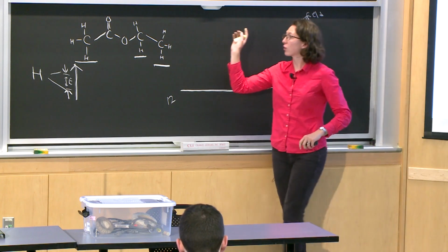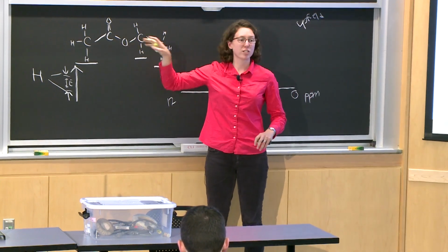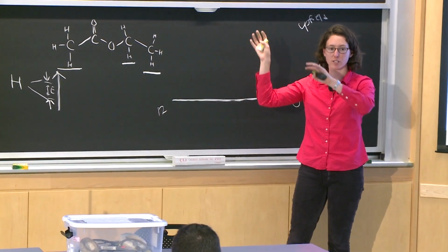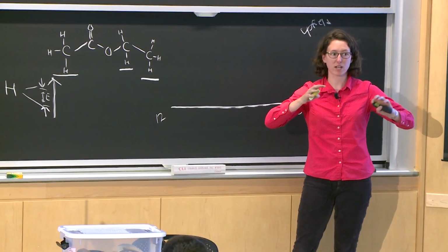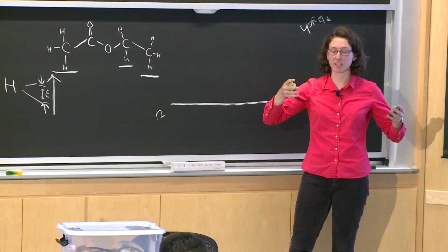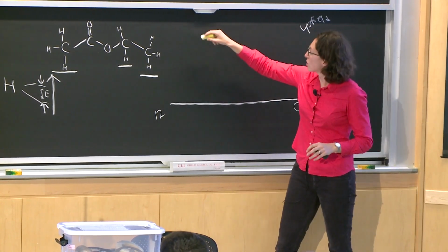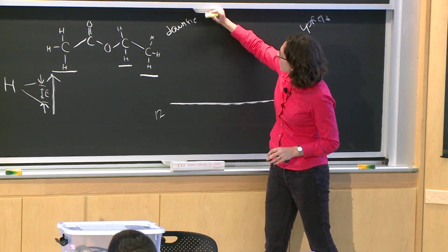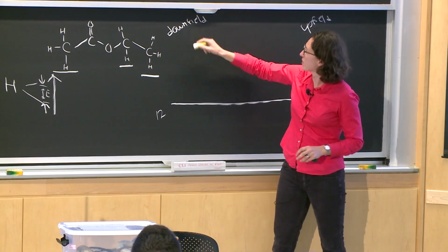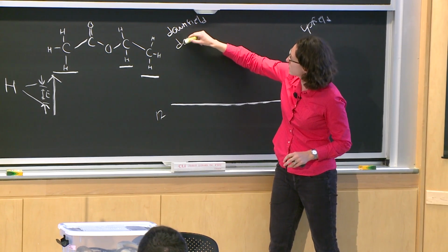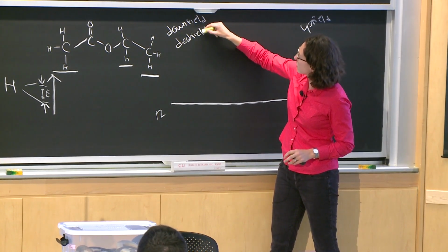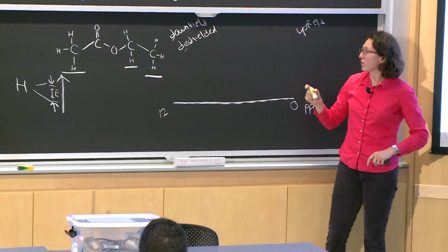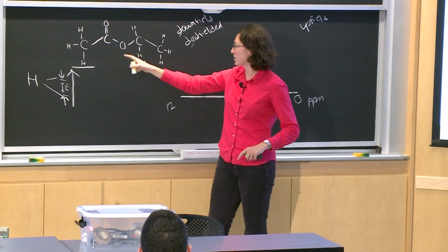And things that are closer to oxygens or electron withdrawing groups are going to be, they call it de-shielded, so the electrons are withdrawn away from those protons. It doesn't shield them from the magnetic field as much. So they come up more downfield. And the way that you can remember that is downfield or de-shielded, both start with D.